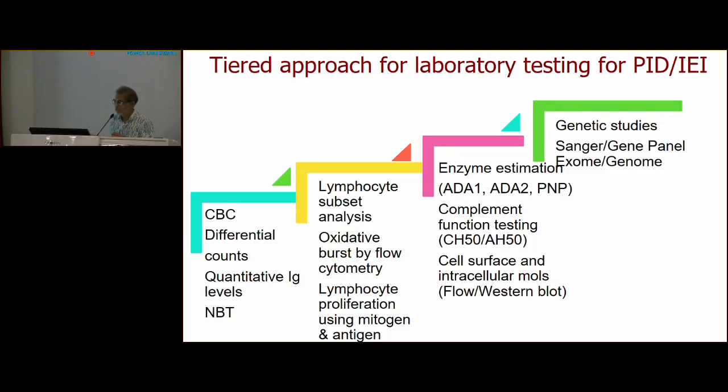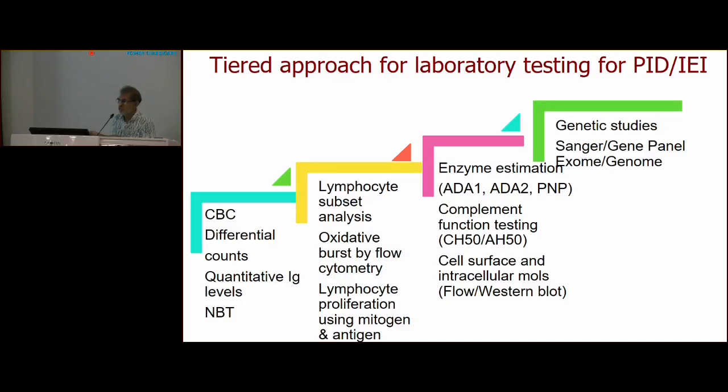You could measure the enzymes like ADA1, ADA2. You could do functional testing for the complement, the CH50 for the classical pathway, AH50 for the alternative complement pathway. You could assess cell surface or intracellular molecules by flow cytometry or Western blot.